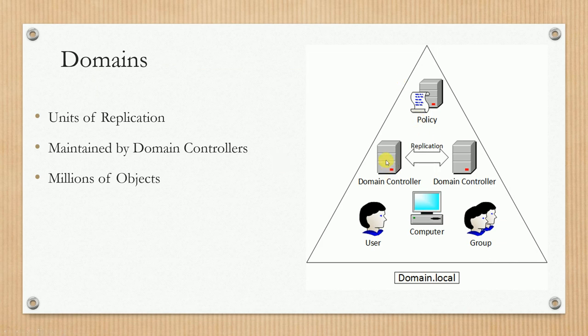Now the domain looks like this. If you have a domain controller and another domain controller, data replication will happen. Your users, computers, and groups all come under the domain, and even the policy. If we give the definition, units of replication are maintained by the domain controller and the millions of objects. I created one more slide about domains that I will explain in the coming slide.